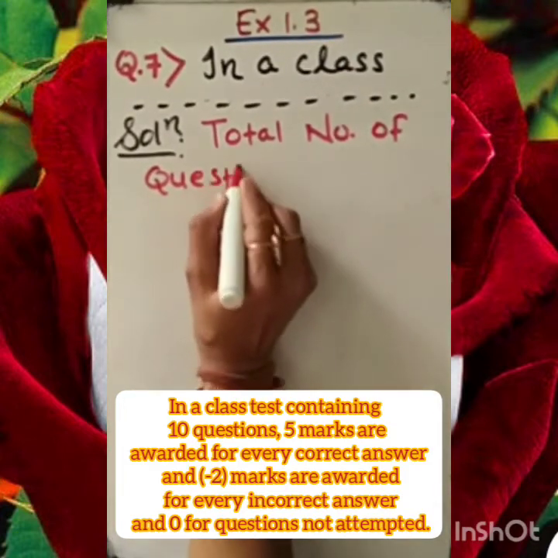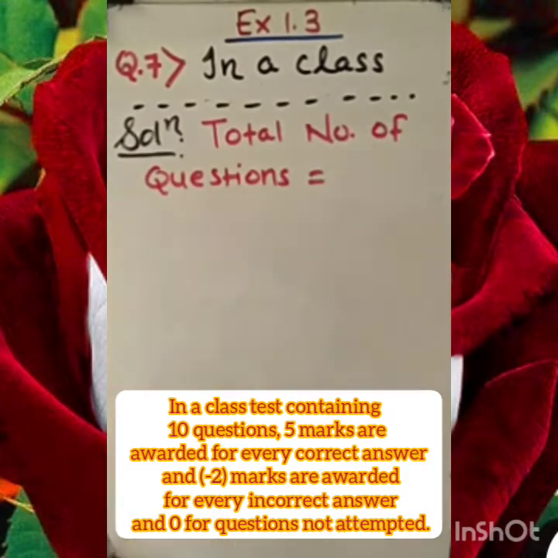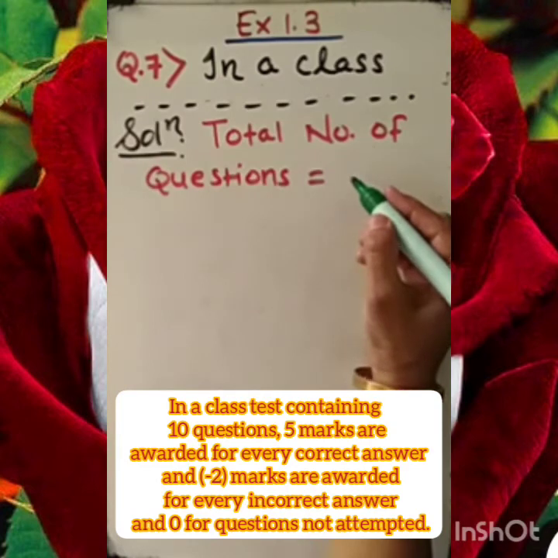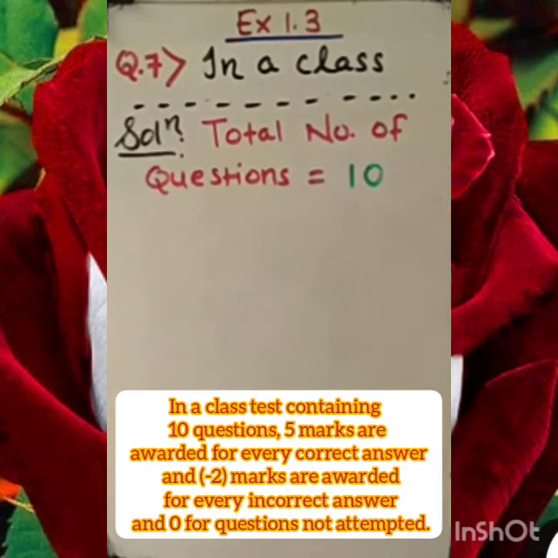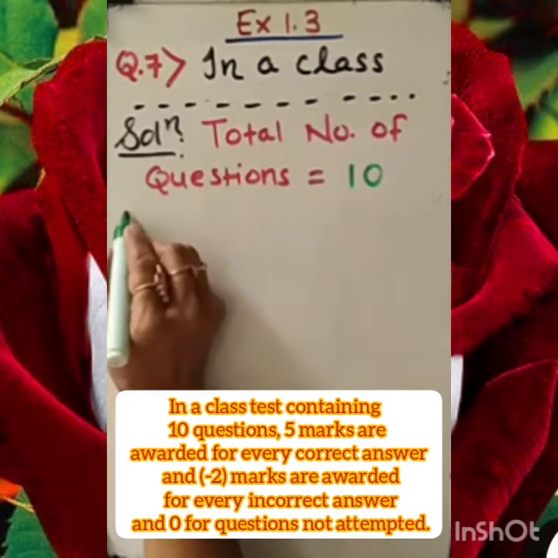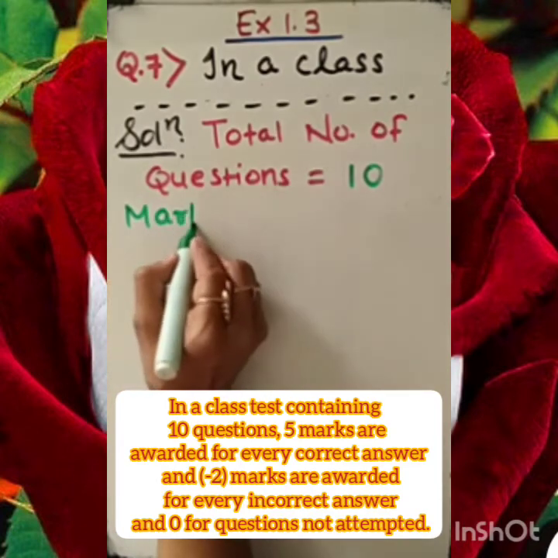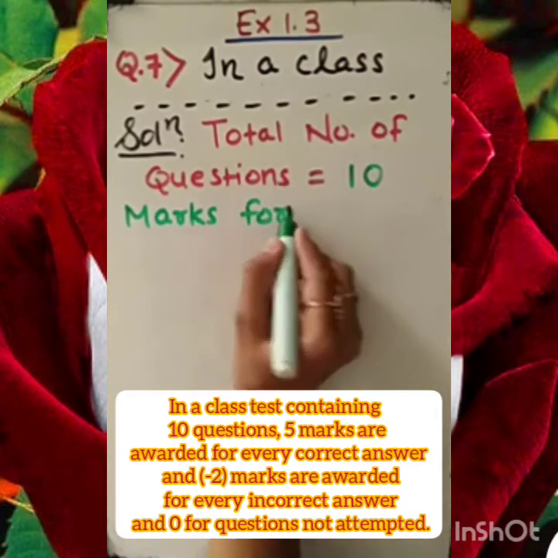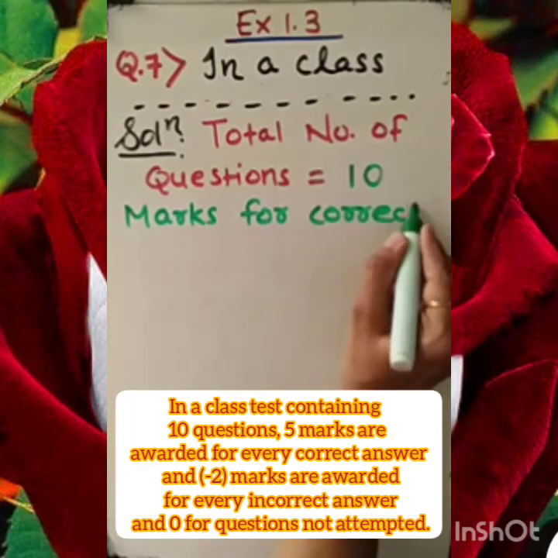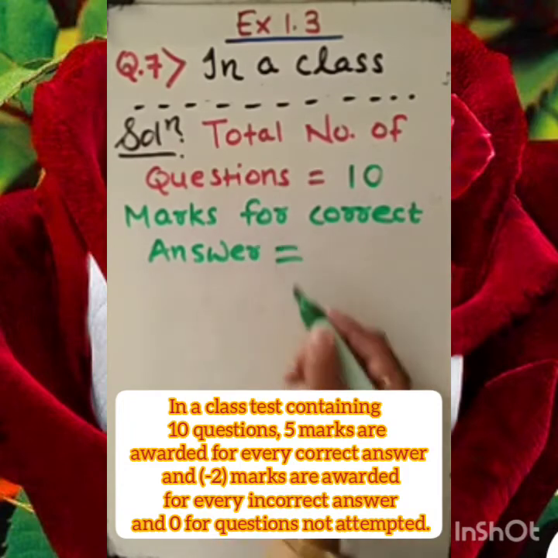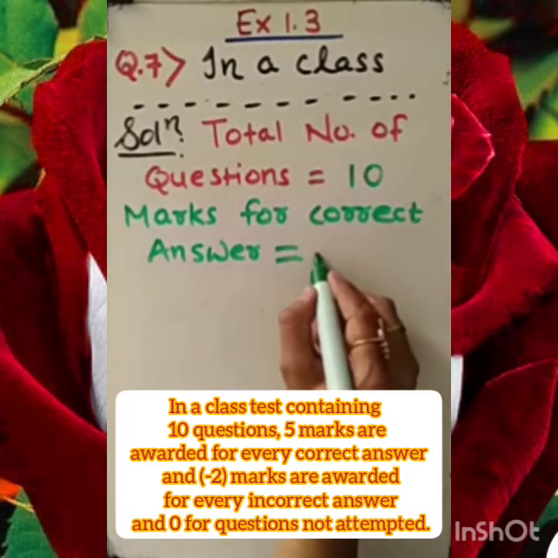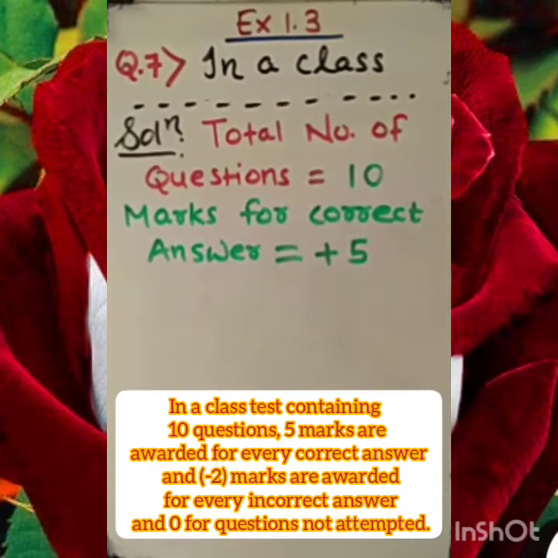Total number of questions. How many are there? They are 10 in number. Here we need to write 10 questions. Now 5 marks are awarded for every correct answer. So, marks for correct answer. We need to note down what we are given in the beginning. Marks for the correct answer is 5 marks, so we can consider it plus 5.